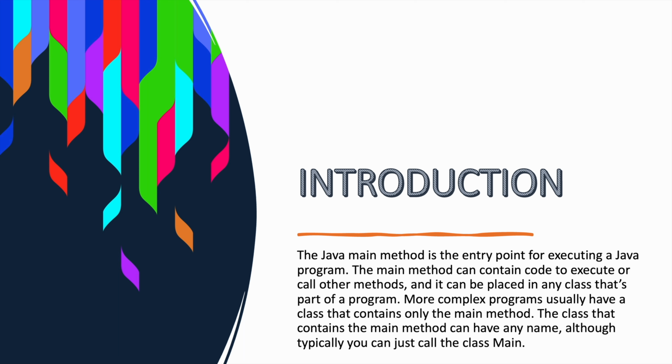Okay, so the Java main method is usually the first method we learn about when we start programming in Java, because it's the entry point for executing a Java program. So I'll be moving towards the code part, and we'll learn through code, for each keyword, what exactly it means and what's the purpose of using it in the main method.